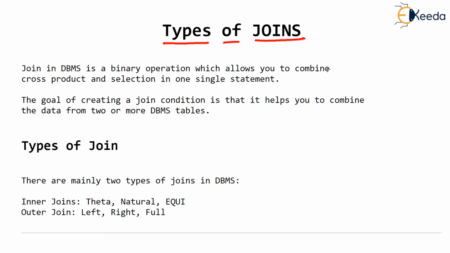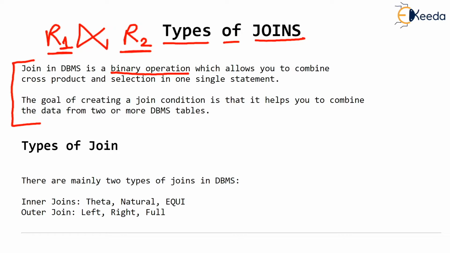First of all, the definition of join. Join is a binary operation, because whenever you talk about join, you join some table R1 with R2. So two tables, and that's why it is binary. The operator that you use is the join operator. It's a binary operation which allows you to combine cross product and selection in one single statement.